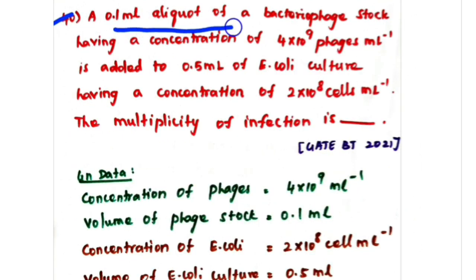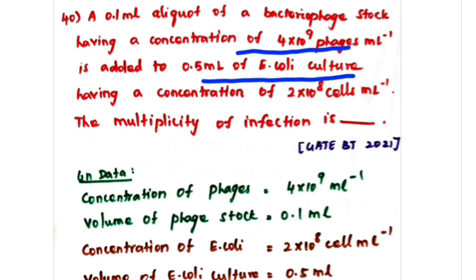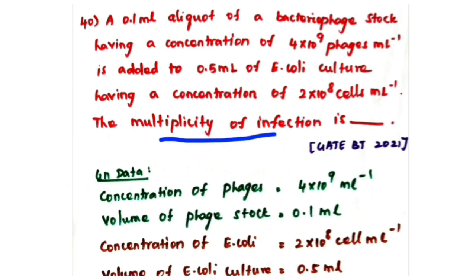Next question: 0.1 ml of a liquid bacteriophage stock, so your volume of phage stock is 0.1 ml, having a concentration of 4 into 10 power 9 phages per ml. The concentration of your virus particle, here bacteriophage, is 4 into 10 power 9 per ml. This is added to 0.5 ml of E. coli culture. So your target cell is E. coli culture, the volume is 0.5 ml, having a concentration of 2 into 10 power 8 cells per ml. Calculate the multiplicity of infection.